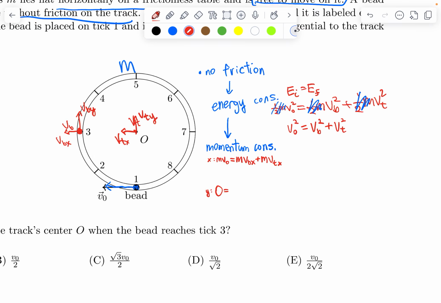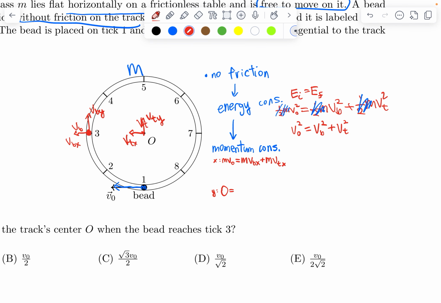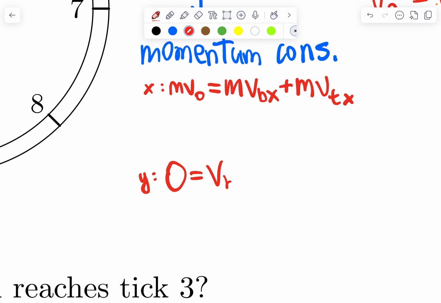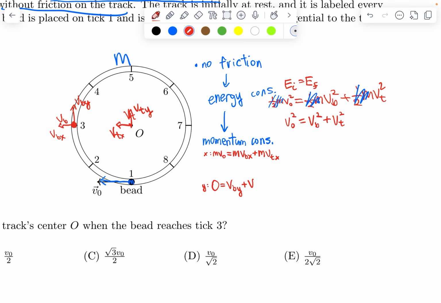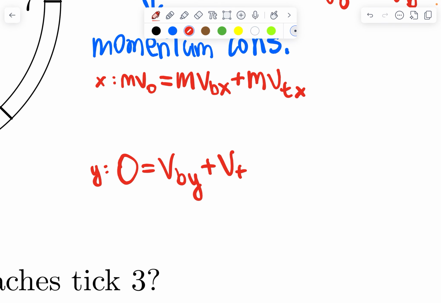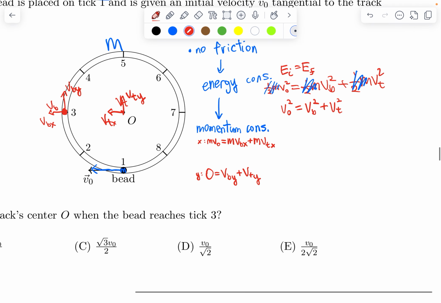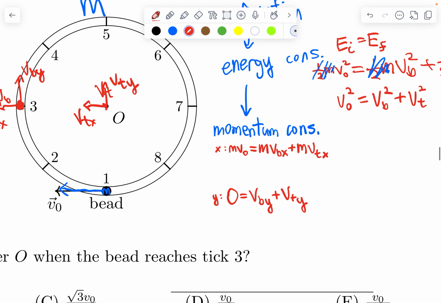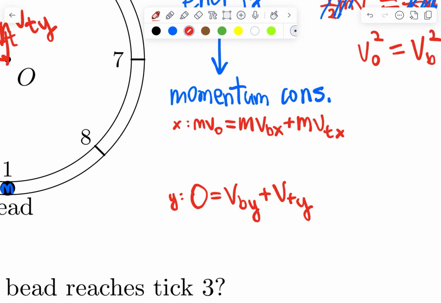And the y momentum is initially 0. It's going to be equal to m times vby plus vty. So that means one of them has to be negative. Okay. And I just labeled them in these directions because it doesn't matter; if it's negative, it's just the opposite direction.